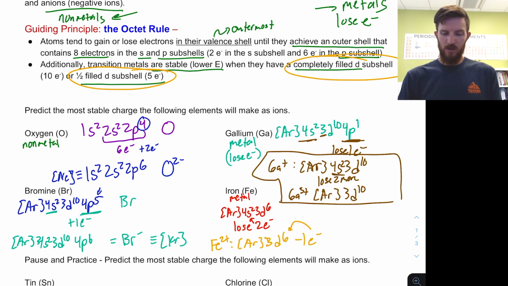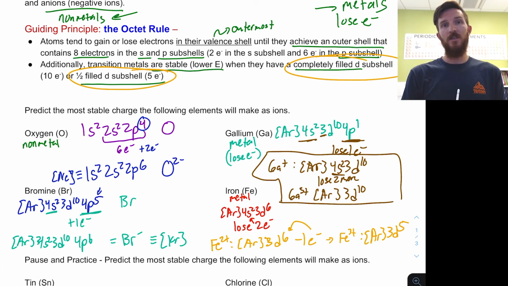Now, why is it going to lose that? Because it wants to get to a half-filled d subshell. And so we'd see here now we're going to have iron 3+, which is argon 3d5. If you've ever looked at iron and the charges that it makes, a +2 charge and a +3 charge, it's based upon the fact that it can lose its valence electrons, 2 of those in the 4s, and then lose one in the 3d to give us a half-filled 3d subshell, 3d5, and that would be iron 3+. So these are the kind of thoughts that we want to think through in predicting ion charges.